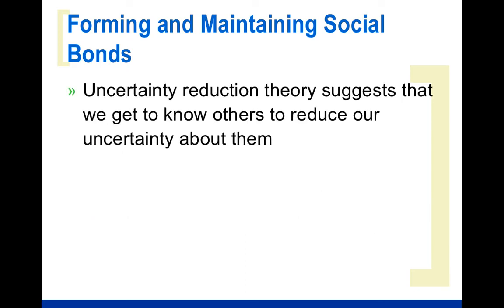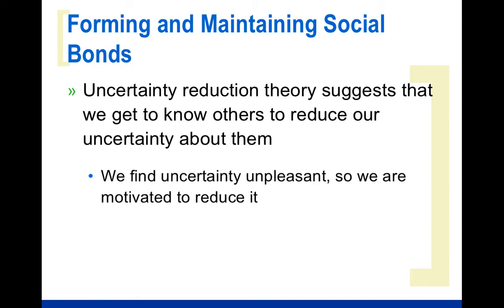So then the next theory is uncertainty reduction theory, and this suggests that we get to know others to reduce our uncertainty about them. We find uncertainty unpleasant. I guarantee all of you can relate to this. When you're not sure of something, or you're not sure of what an outcome is going to be, or how a decision is going to affect certain things, or if we like somebody, we want to get to know them more, we want to date them, we want to figure them out because we're attracted to them or whatever. We do not like uncertainty. We do whatever we can and we're motivated to reduce it. So we interact with people, we approach them, we start texting, we start Snapchatting, whatever it might be.